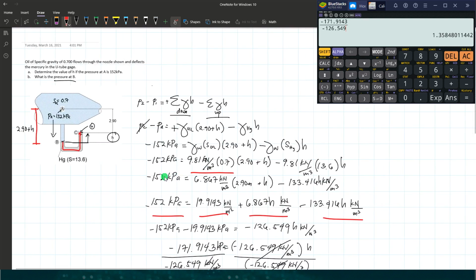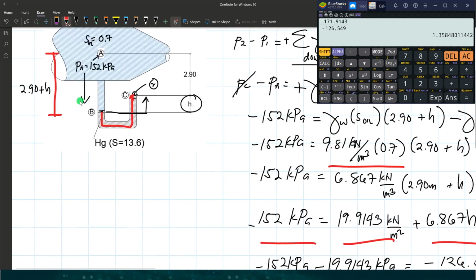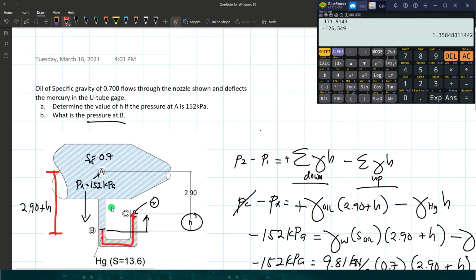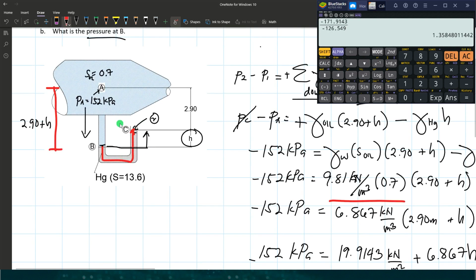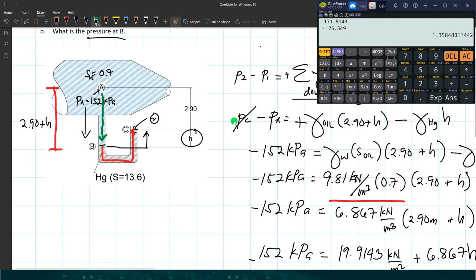For letter B, what is the pressure at point B? Okay, what's the pressure at point B? So from point A to point B only. So from point A to point B, we can determine the pressure at point B. So let me rewrite here. Pressure difference general equation: if our endpoint is at point P, we have PB minus PA equals the sum of the product of unit weight and height.